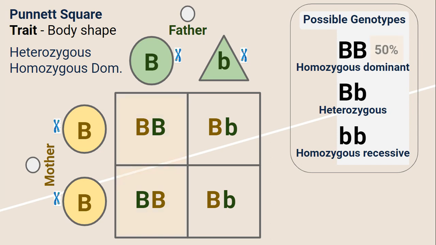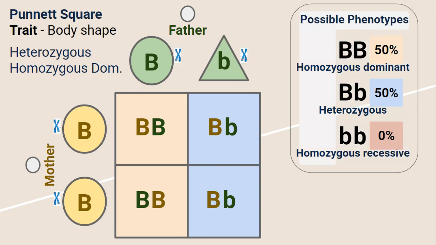However, there's a 50% chance that the offspring will be homozygous dominant, and there's a 50% chance that the offspring will be heterozygous, leaving us a 0% chance that the offspring will be homozygous recessive. It's just not possible because the mother has no recessive gene to pass on to her offspring. That offspring can only get a dominant allele from the mother.